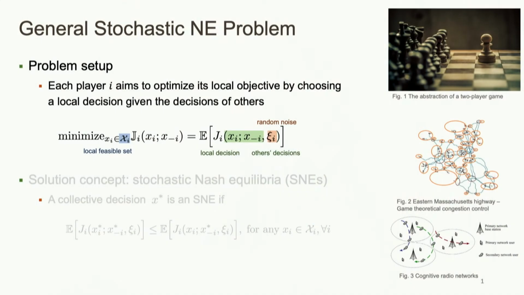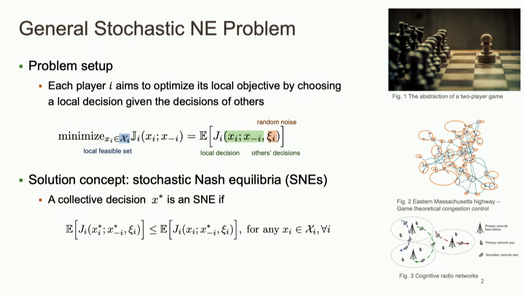For a very typical stochastic Nash equilibrium problem, there exists a group of players. Each player aims to optimize its own local objective function. This objective function not only depends on the decision made by player i, but also on the decisions made by others. At the same time, we assume that this objective function may also be subject to some random noise. The solution concept considered in this paper is stochastic Nash equilibrium, where no player can benefit by unilaterally deviating from this point. Such a problem setup can describe a lot of applications, such as traffic congestion control and channel allocation in cognitive radio networks, etc.